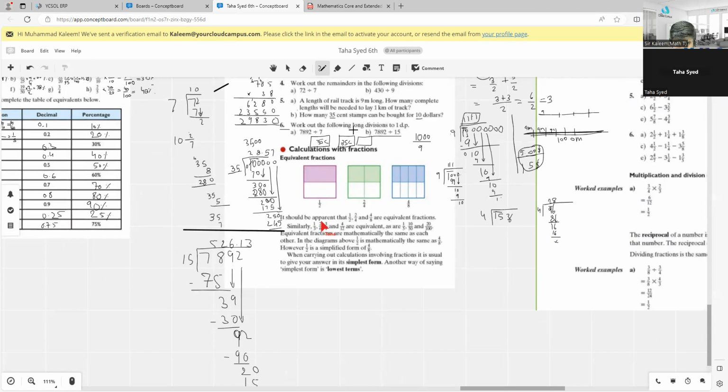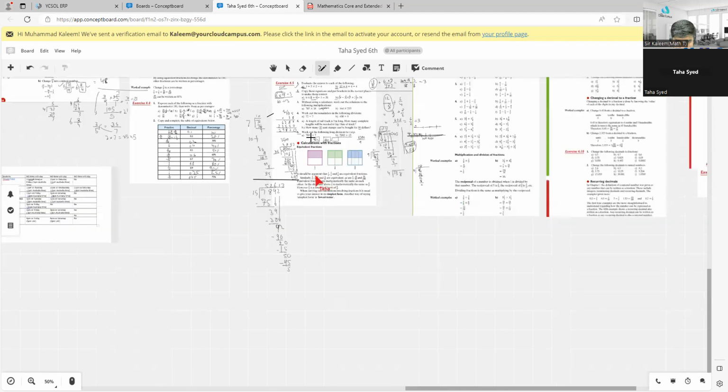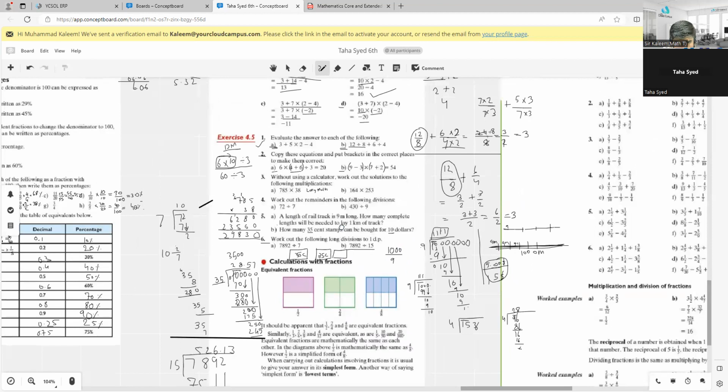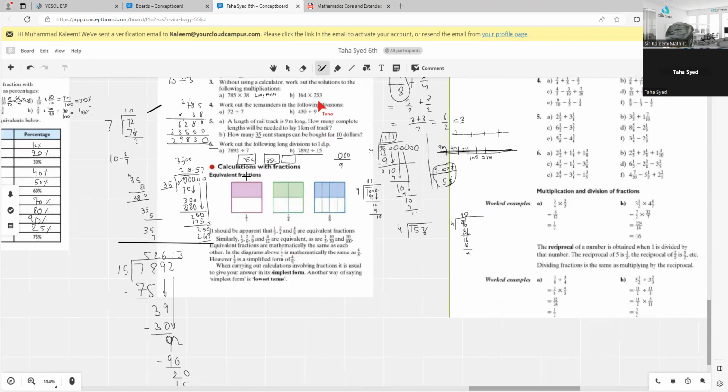Here we don't have any cents or dollars. This one is a simple division. Any confusion in this one? No. So 4.5, I think we got 4.5. Okay. Let's see, we have 8 minutes. So let's see if we can complete this one.